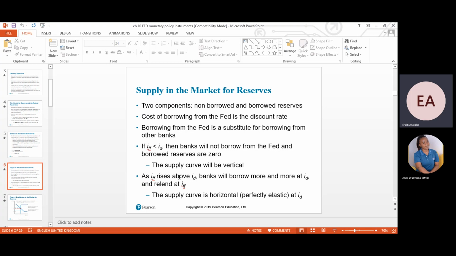As the federal funds rate rises above the discount rate, banks will borrow more and more at the discount rate and relend at the federal funds rate. The supply curve is horizontal, perfectly elastic at the discount rate.